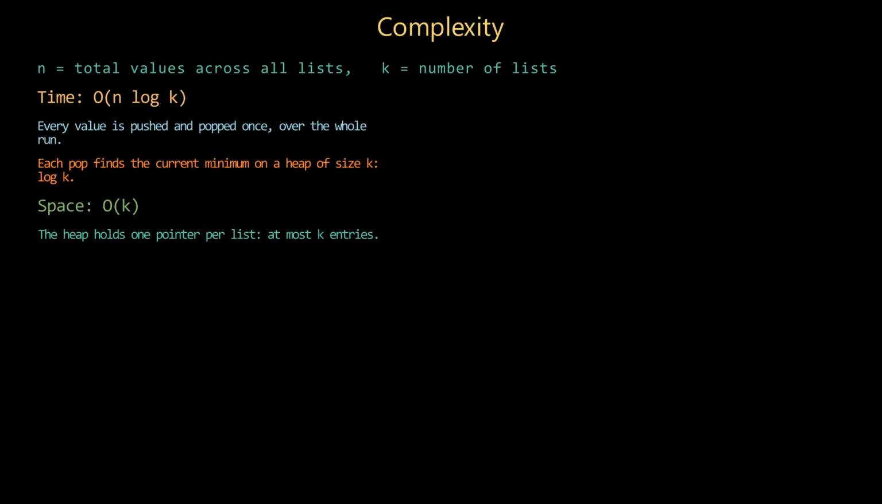Time is n log k. Across the whole run, every value from every list is pushed onto the heap and popped exactly once, and each of those heap operations costs log k, where k is the number of lists. Space is order k, because the heap only ever holds one pointer per list, so at most k entries live in it at a time.